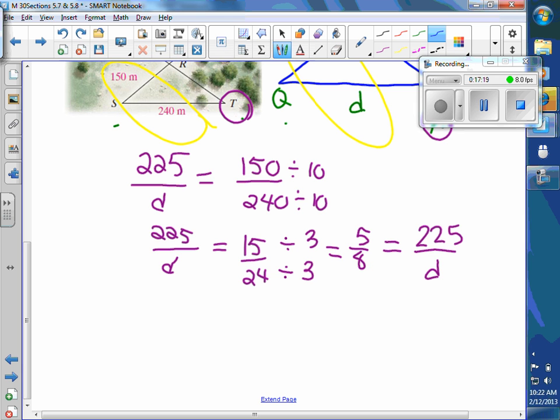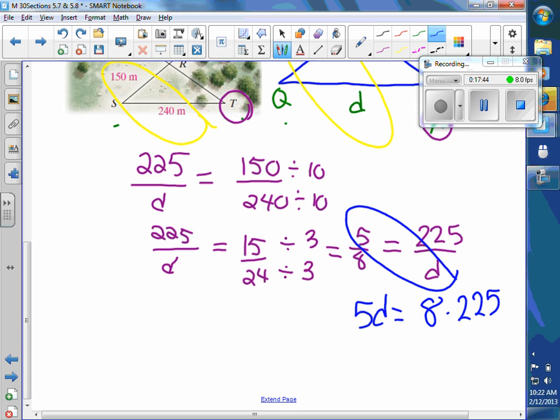Well, I haven't even started cross multiplying. My point is, if you take some time to slow down and think about the smart way to do the problem, you'll actually save time by doing this little extra step here. Because I've reduced down. So I'm going to cross multiply, and I get 5D is equal to 8 times 225.